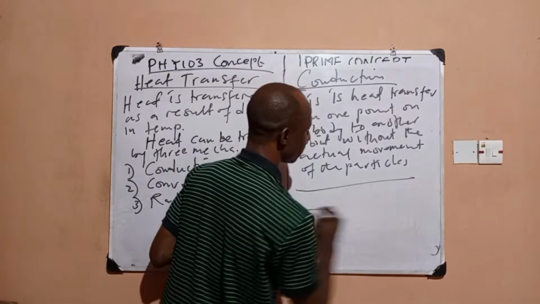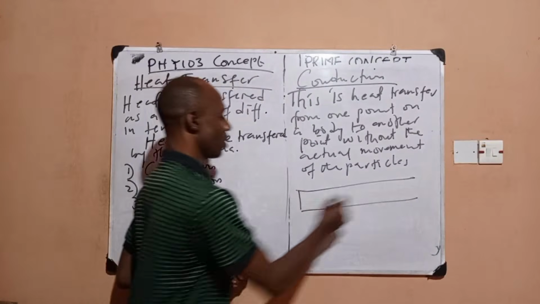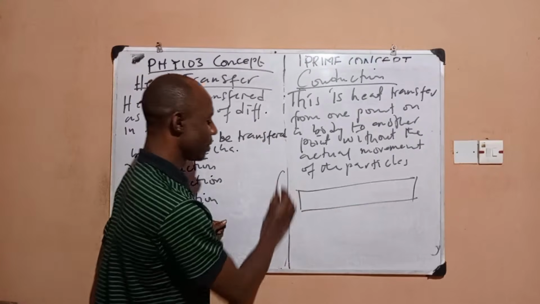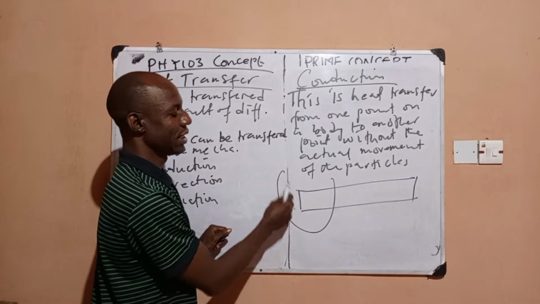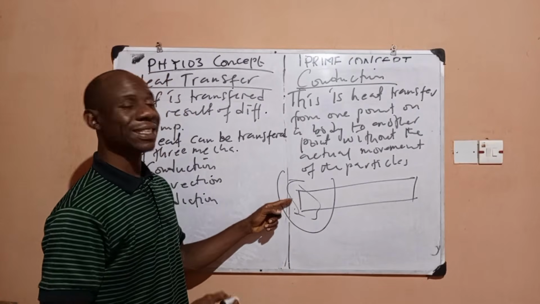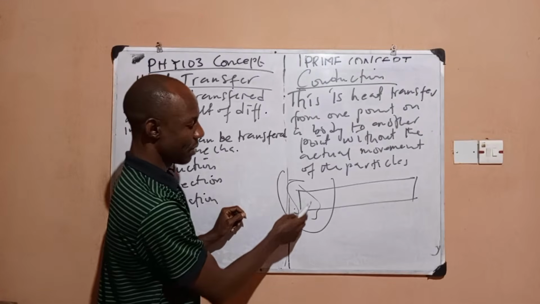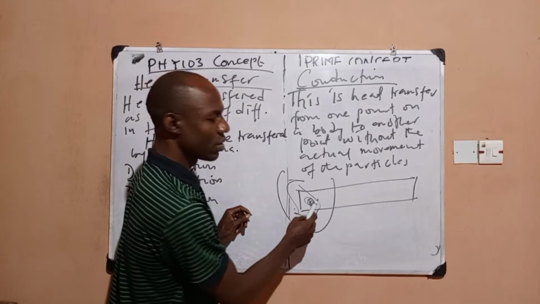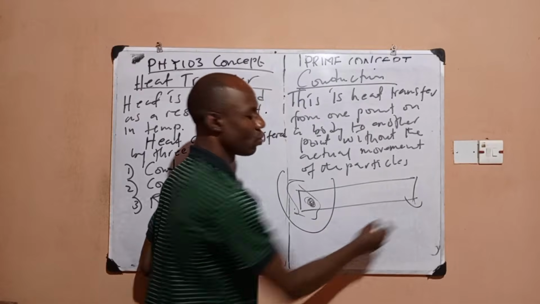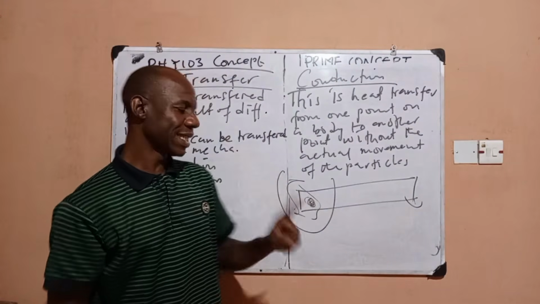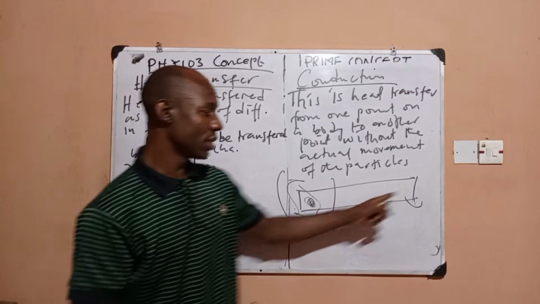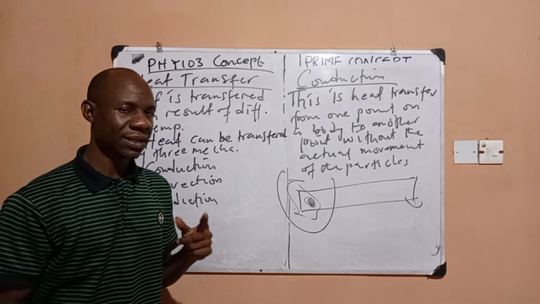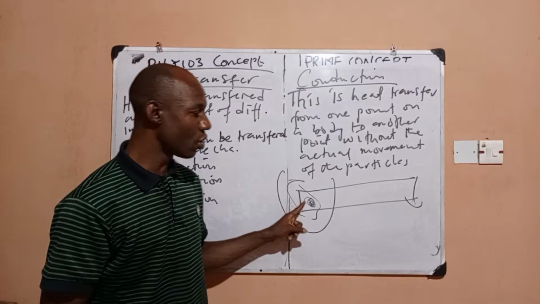For example, if you have a metal rod like this, or a spoon like this, and then you dip this end inside a very hot tea, like I just explained, you notice that this part automatically becomes hot very fast, right? Yes. Now, you notice that over time, this part where you are holding would also start becoming hot. So it means that heat has been transferred from this end to what? This end. And this method of heat transfer is what we call what? Conduction, right?